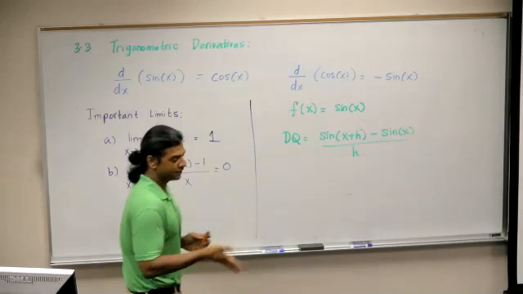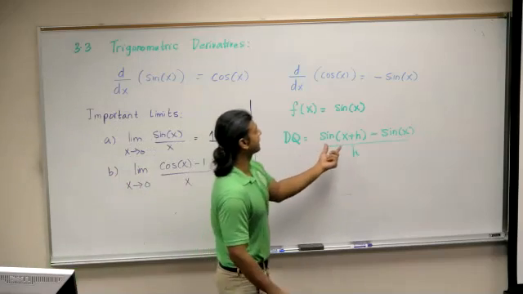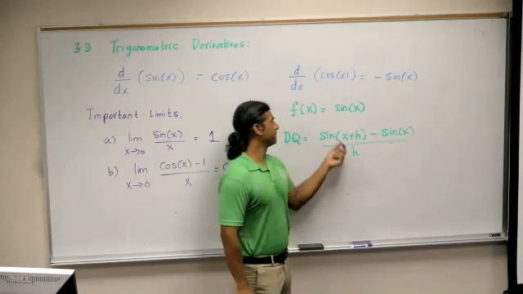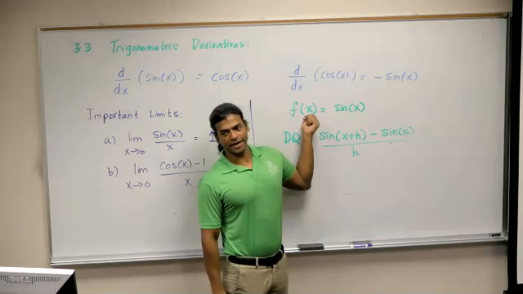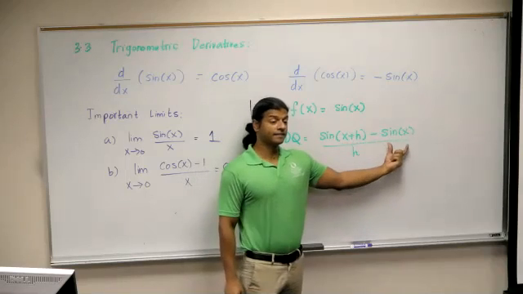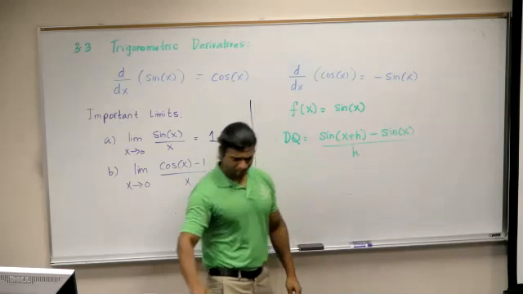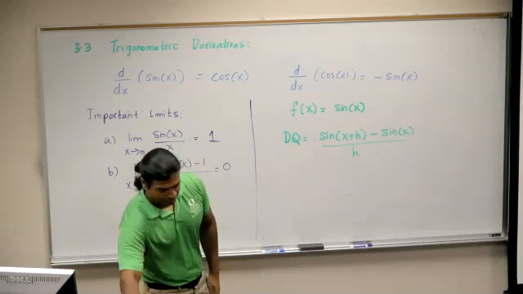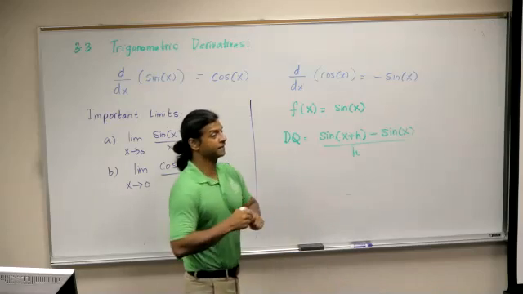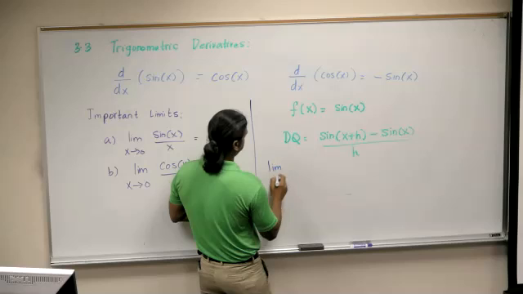So we know the difference quotient is simply f of x plus h minus f of x divided by h. Replace x by x plus h and we end up getting sine of x plus h minus sine x, divided by h. Great. If I took the limit of that, by definition, we are going to end up with the derivative. So take the limits on both sides.